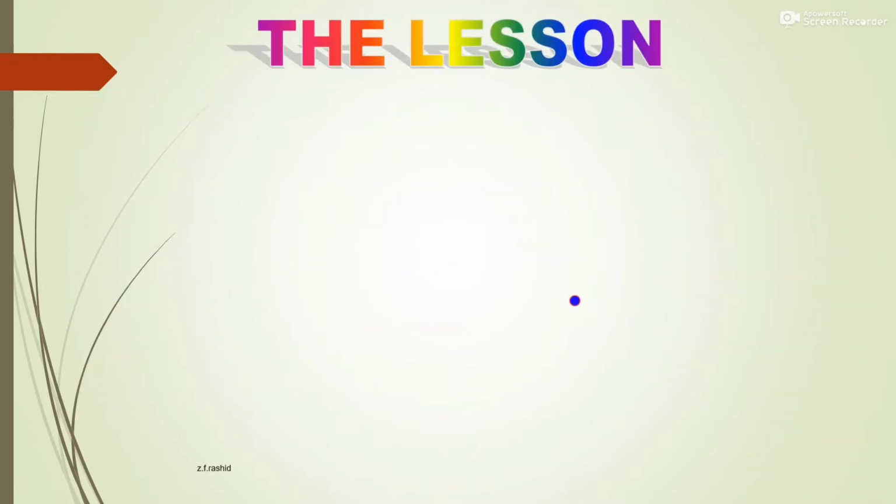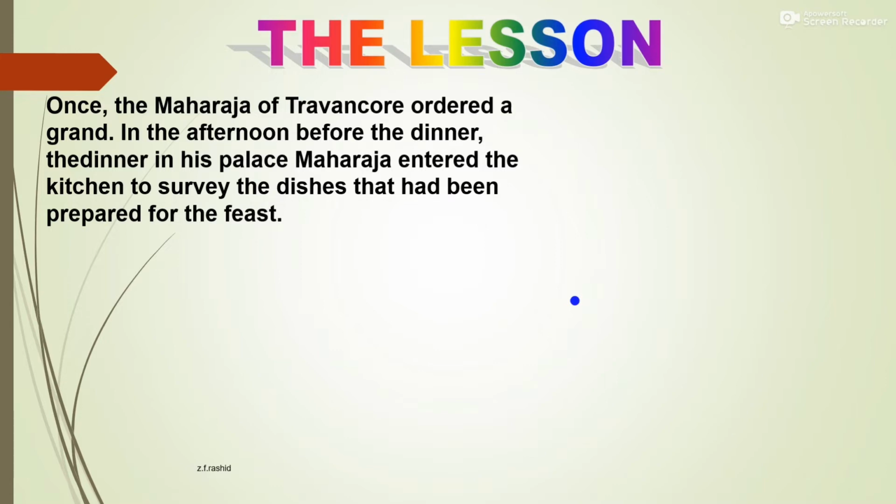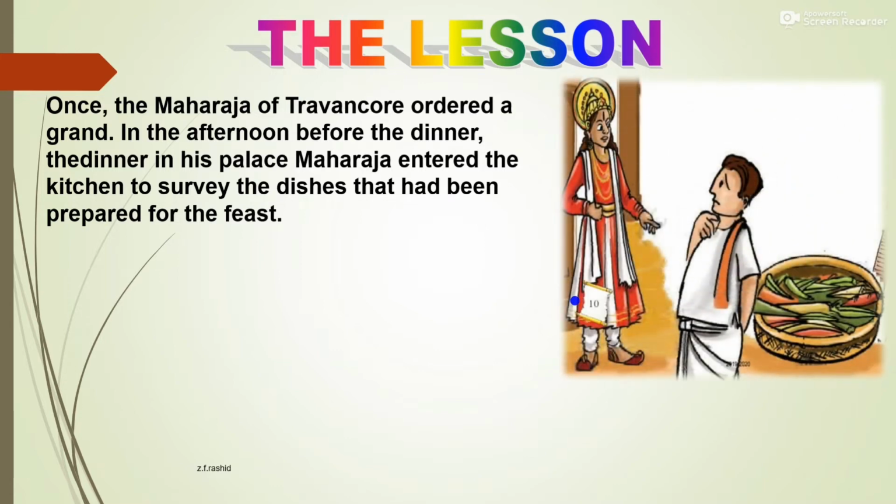Now we will come to the lesson. Once the Maharaja of Travancore ordered a grand dinner in his palace. In the afternoon before the dinner in his palace, Maharaja entered the kitchen to survey the dishes that had been prepared for the feast. Here are some typing mistakes, students.